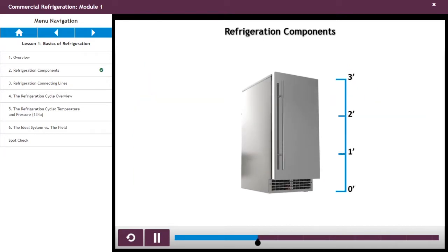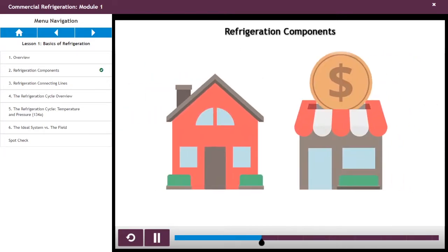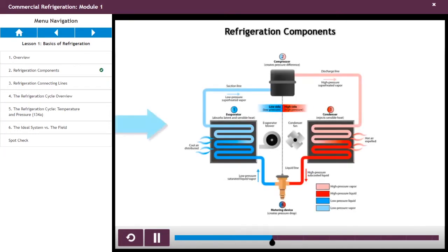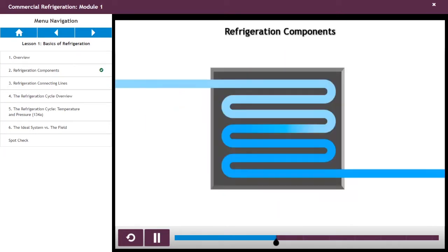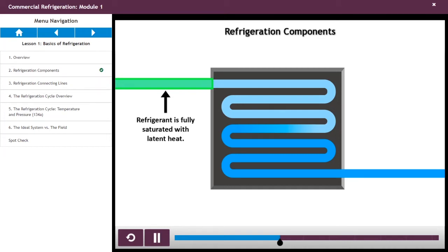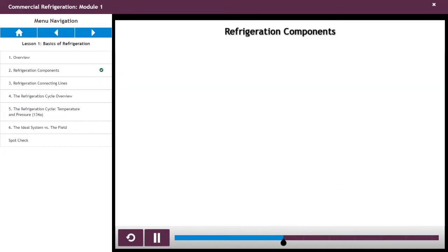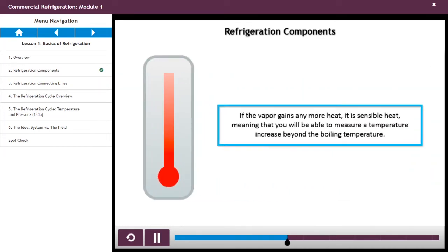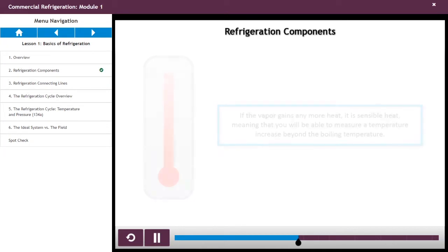Manufacturers can design units small enough for homes and businesses due to the refrigerant's ability to remove a tremendous amount of heat from a small area. By the end of the evaporator tubing, the refrigerant is fully saturated with latent heat, unable to absorb any more. If the vapor gains any more heat, it is sensible heat, meaning that you will be able to measure a temperature increase beyond the boiling temperature.